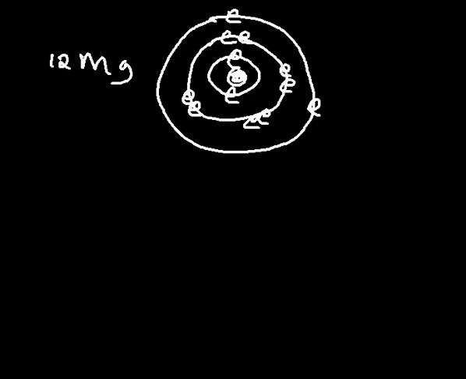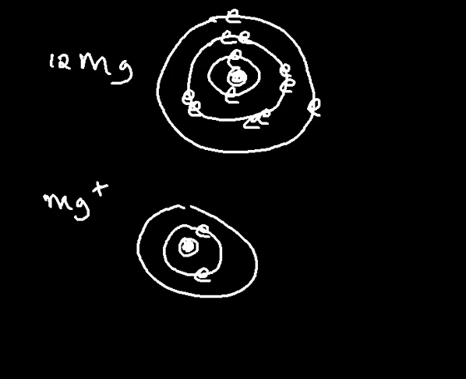Okay, and let's consider the magnesium ion, Mg 1 plus, which is positive. It means magnesium has lost a single electron from the 2 electrons in the outermost shell. Therefore, we have it as this, which means we can have something like this.